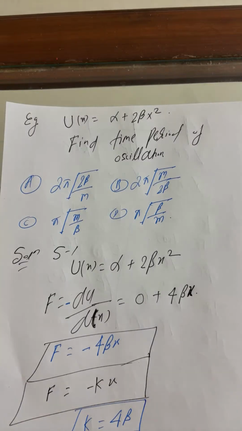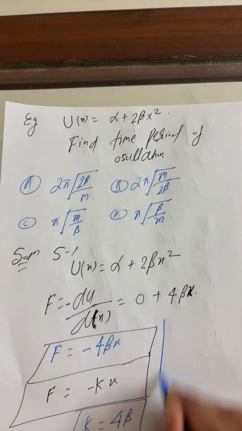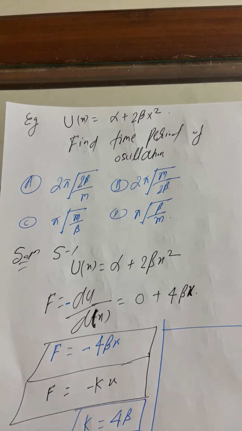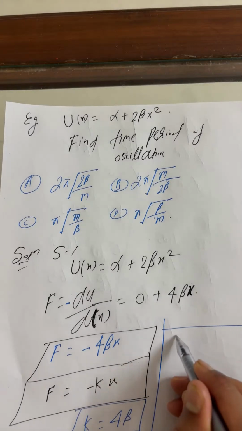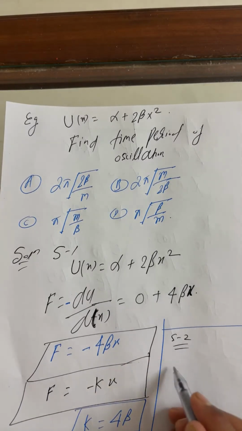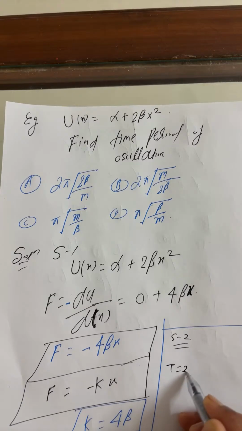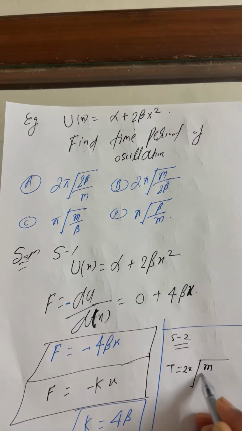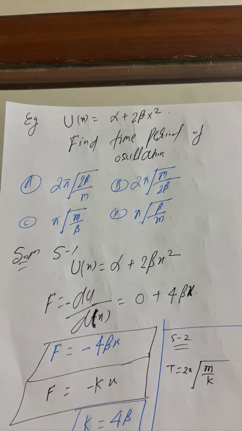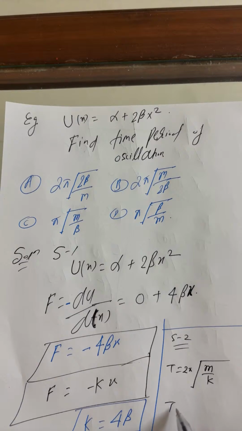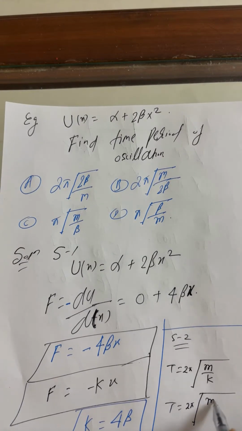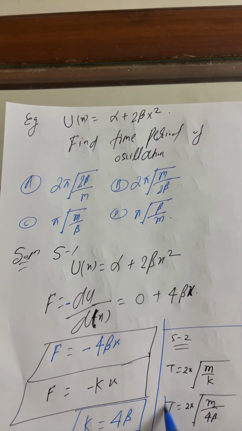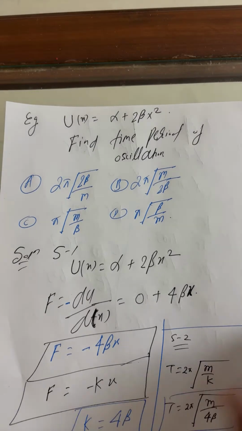The aim is to find the time period. So step one is finished. Now step two. T is equal to 2 pi root of m upon k formula, right? So T is equal to 2 pi root of m upon 4 beta. What's the option? Is any option matching with this?